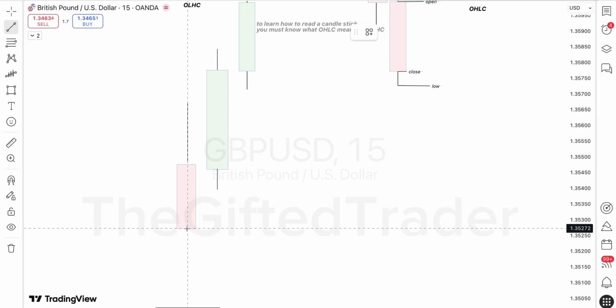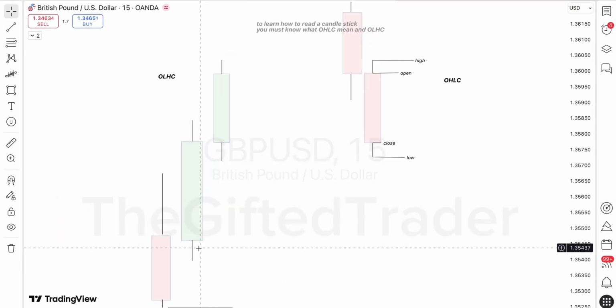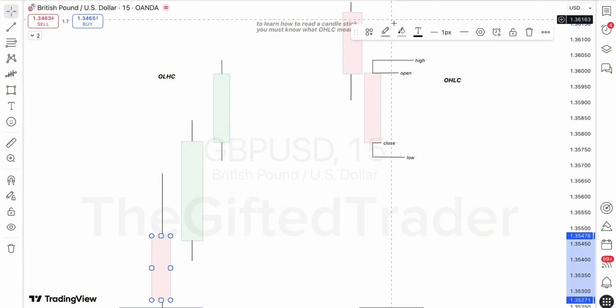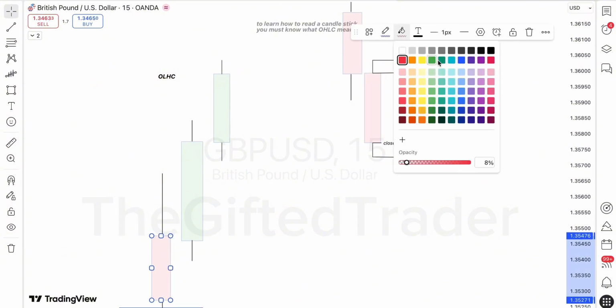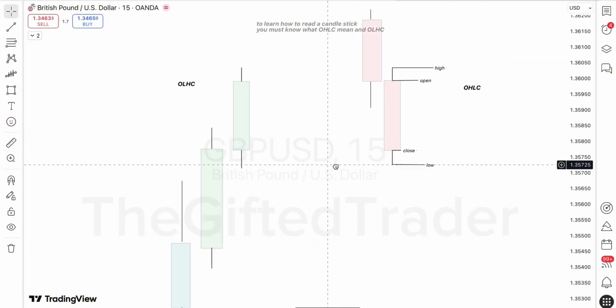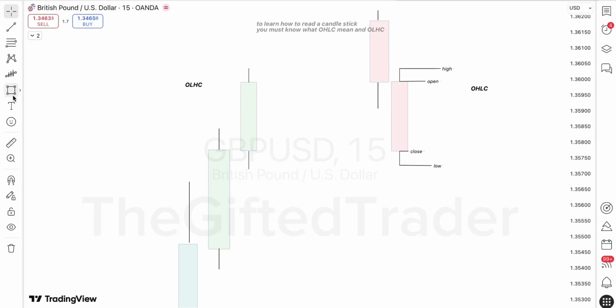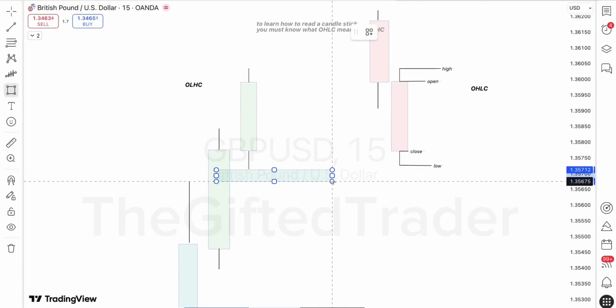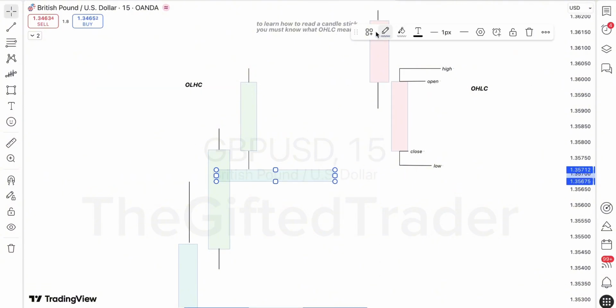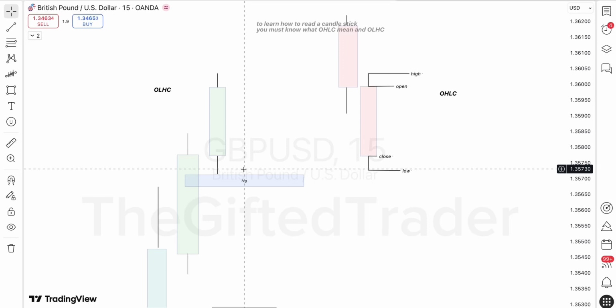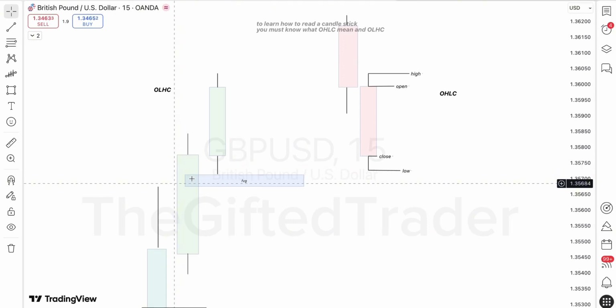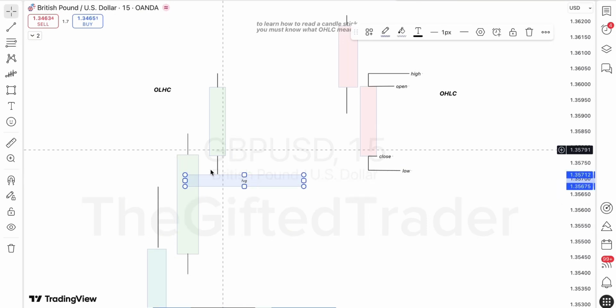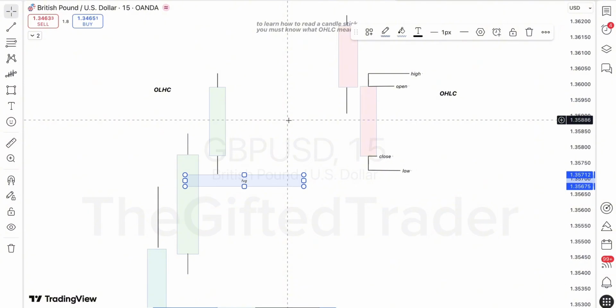Last week, I explained some certain things concerning fair value gap, and I don't really need to explain much of it this time around. So let's say here is the fair value gap in the chart. You know, this space in between these two candlesticks. Here is the fair value gap.